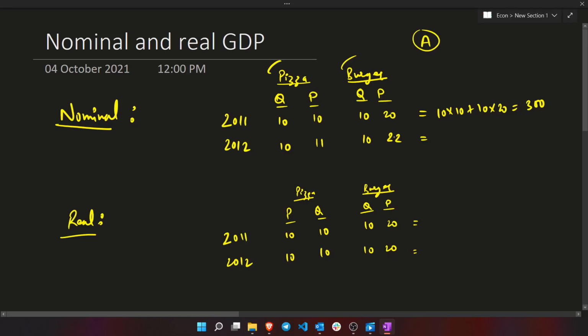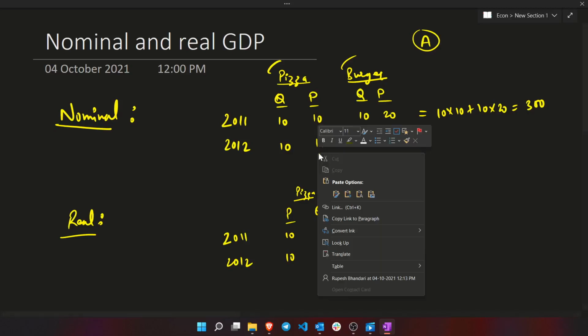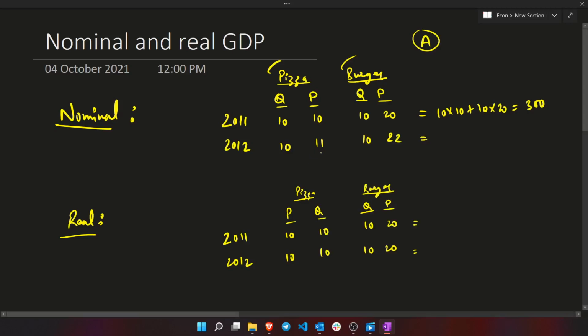What about 2012? In 2012 as well, what has happened? We have produced the same quantity, but the prices have increased. It has increased by 1 unit in the pizza, and in the burger it has increased by 2, whichever currency you want to use. So the GDP has increased by how much?